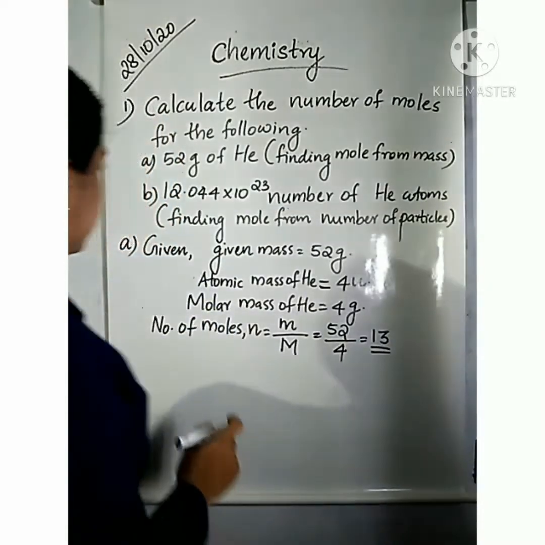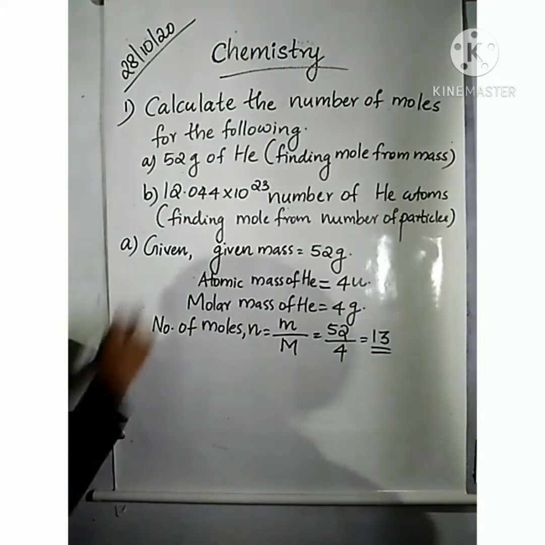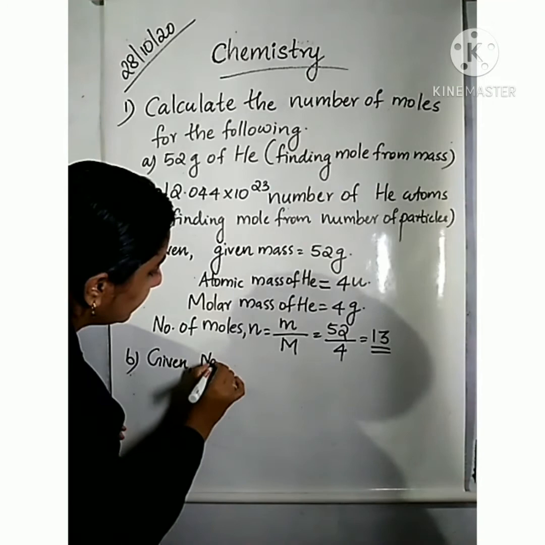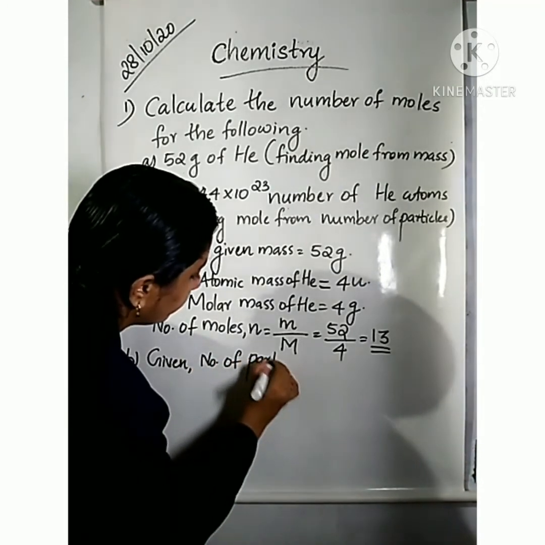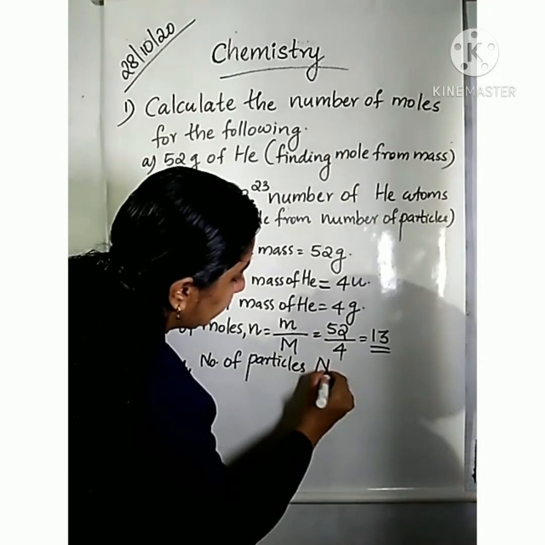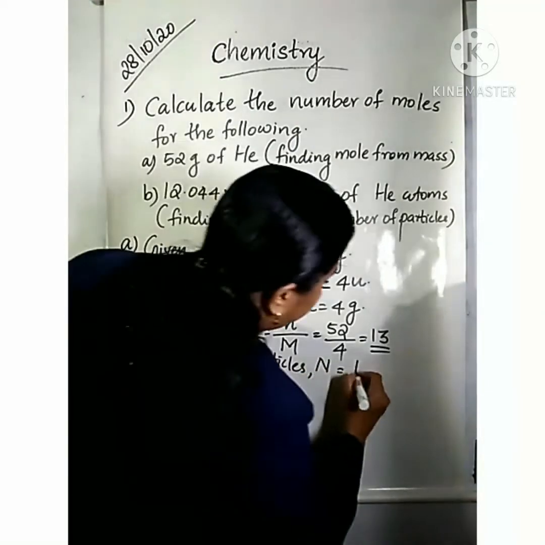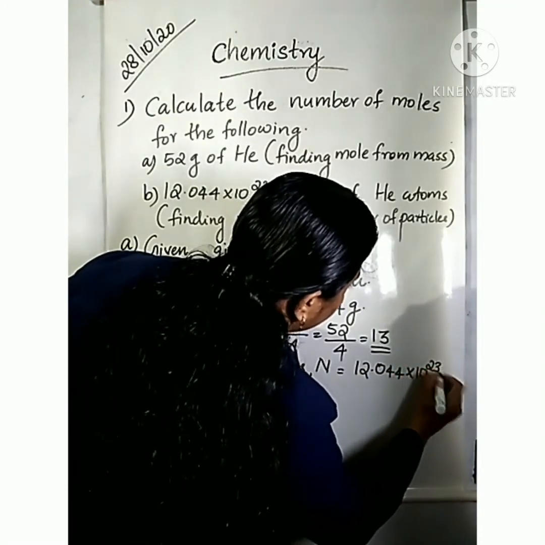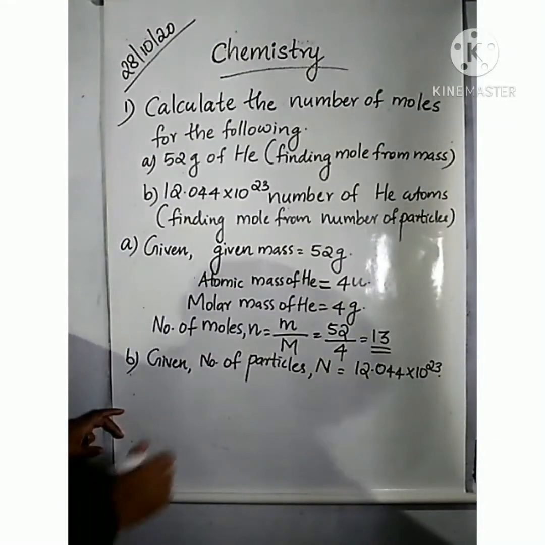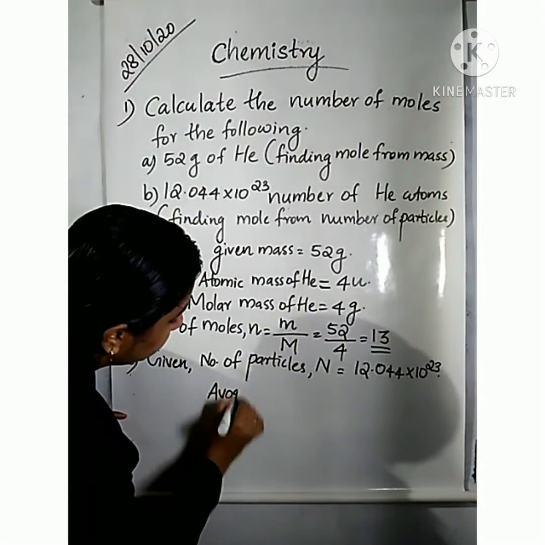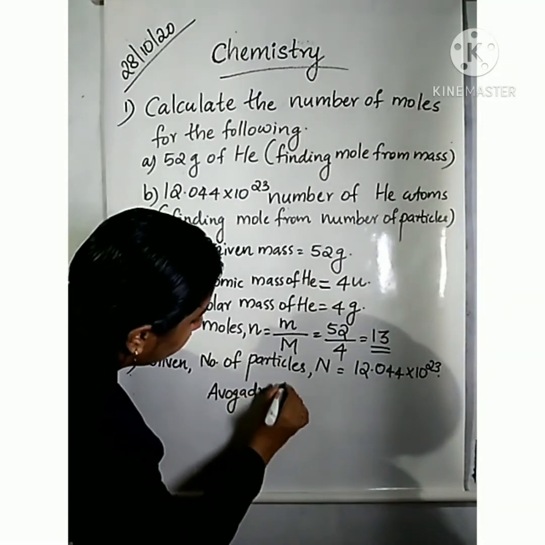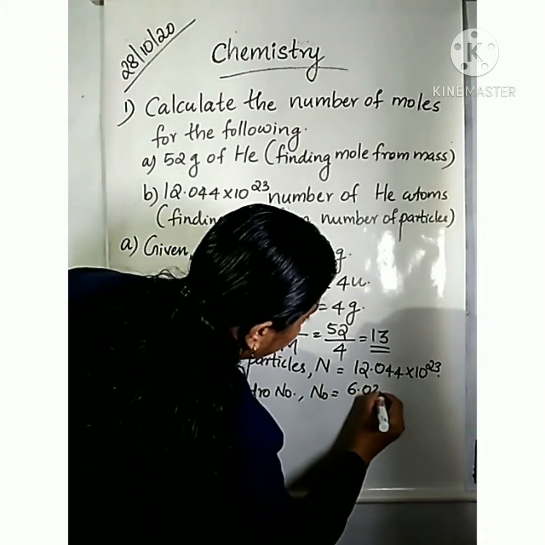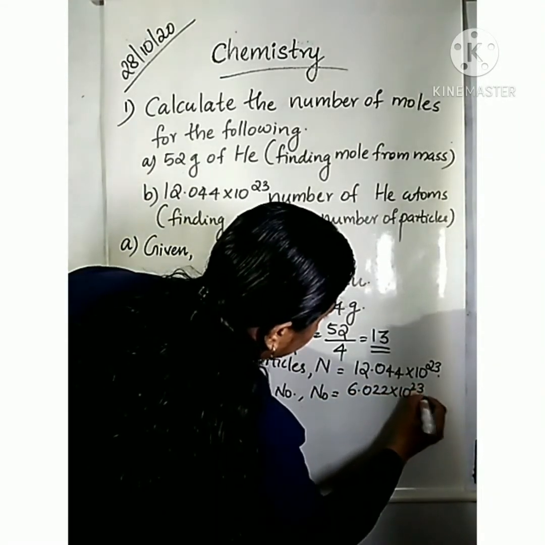Okay. Then what is the second one? Here given number of particles. Number of particles, capital N, equal to 12.044 into 10 raised to 23. Then, what is the Avogadro number? That we already know. Avogadro number N0 equal to 6.022 into 10 raised to 23.